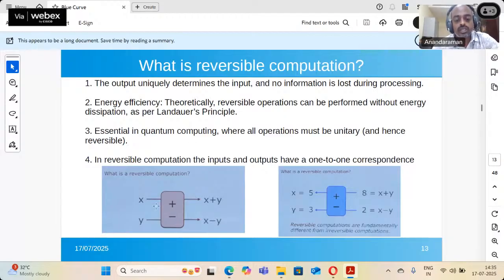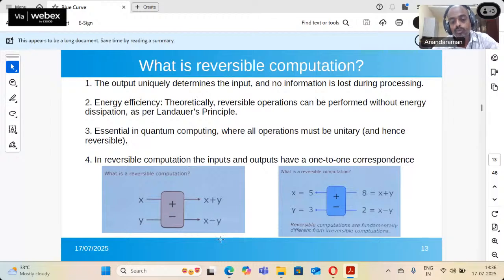So here, if you do just x plus y in this output, you notice the number of inputs is 2 and the number of outputs is 2. For any reversible thing, the number of inputs and the number of outputs should be the same. One-to-one mapping should be there. So x plus y is given here and x minus y is given here.